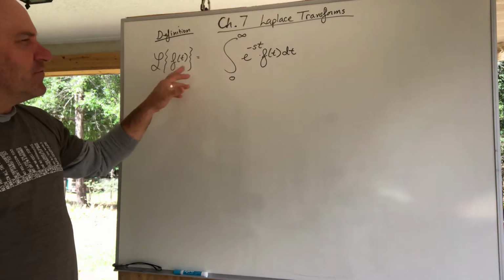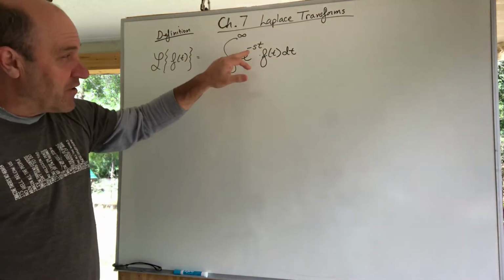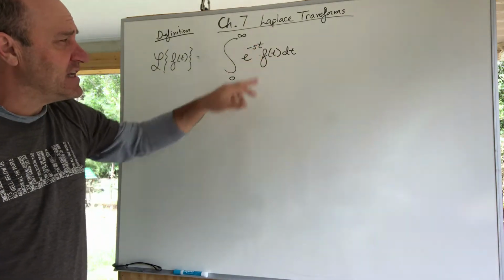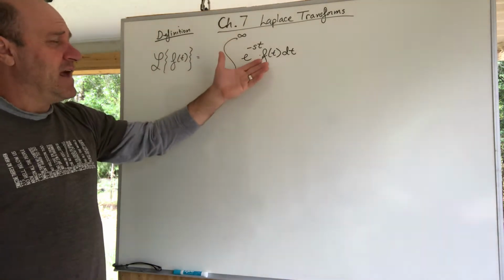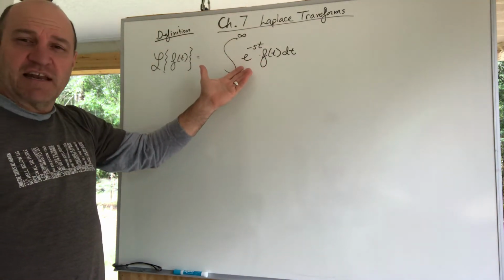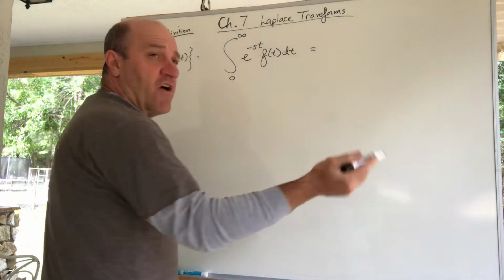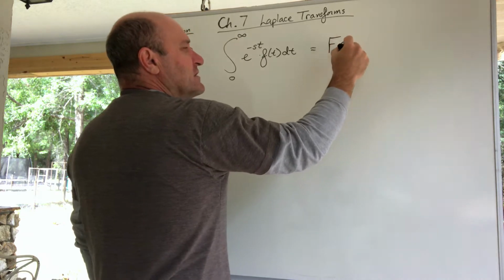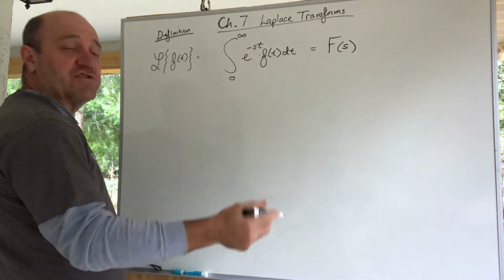Notice something here. The variable of integration is t, but there's this other variable s, but we treat it as a constant. So you do this integral from 0 to infinity, and there'll be this sort of constant s that you chase around. So in the end, the answer is going to be some function of s. We denote capital F of s as the answer. So we should try an example.